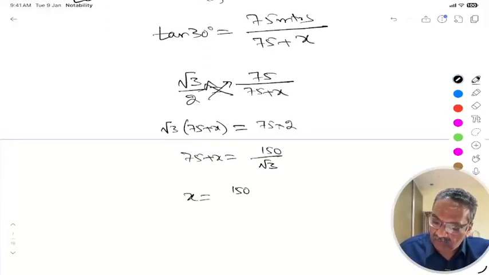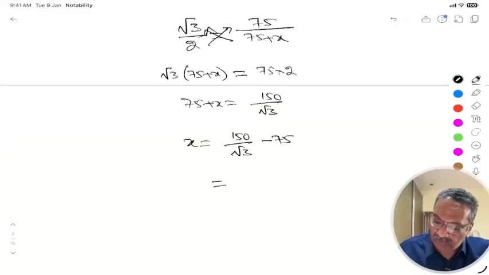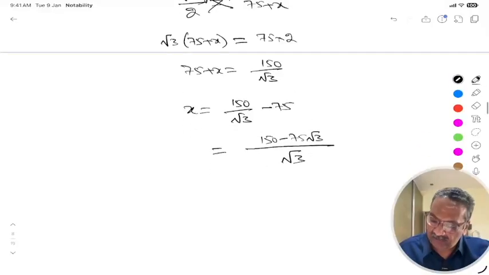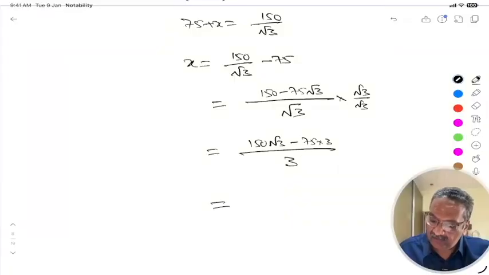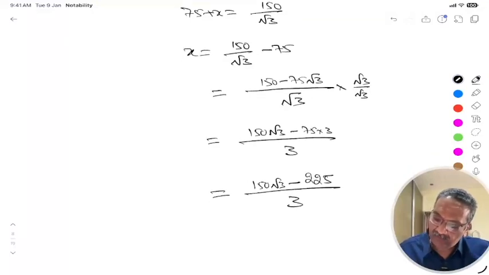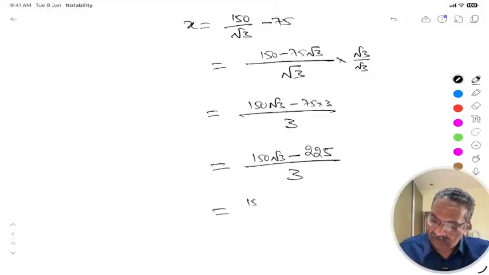So X is equal to 150 by root 3 minus 75, which is equal to, taking the LCM root 3, 150 minus 75 root 3 by root 3. Now I will rationalize this. I will get by 3, 150 root 3 minus 75 into 3. Root 3 into root 3 becomes 3. So this is equal to by 3, 150 root 3 minus 225. I will take root 3 as 1.73, minus 225 by 3.